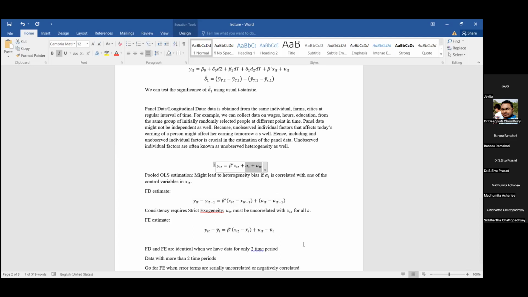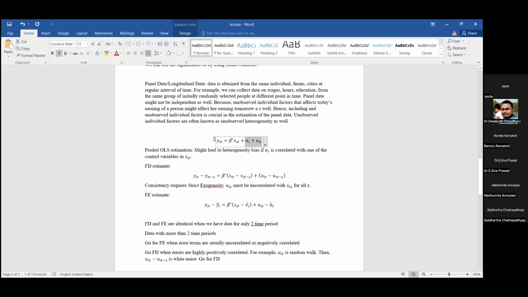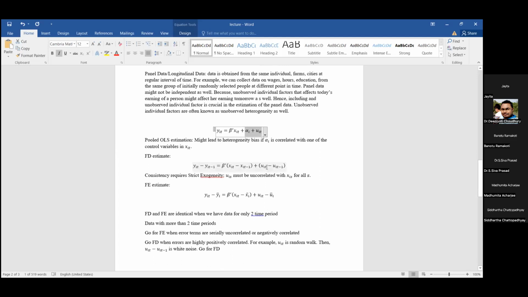But if my data has more than 2 time periods, and you ask me whether I go for a first difference estimation or a fixed effect estimation, it is very difficult to say. What I can say is that if my error term, u_it, is very highly correlated, let's say it's a random walk process where the correlation is 1, then u_it minus u_it-1 is basically white noise. In that case, if it is very highly positively correlated, you go for the first difference estimate. Otherwise, you go for the fixed effects estimate.